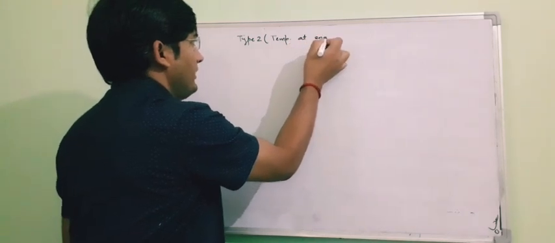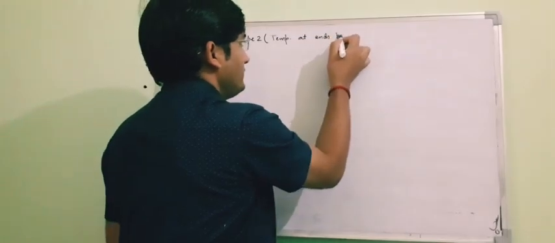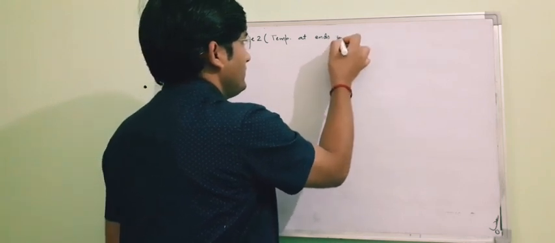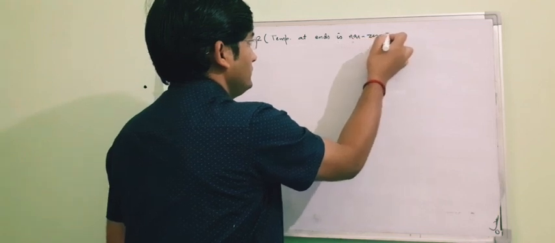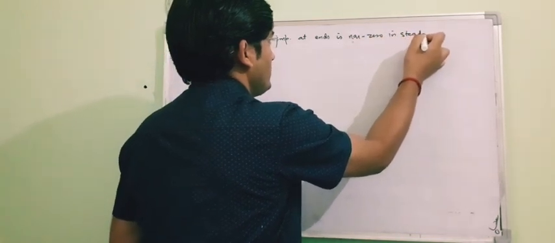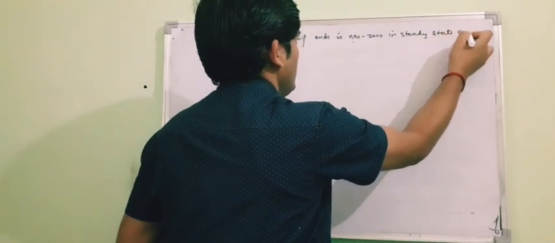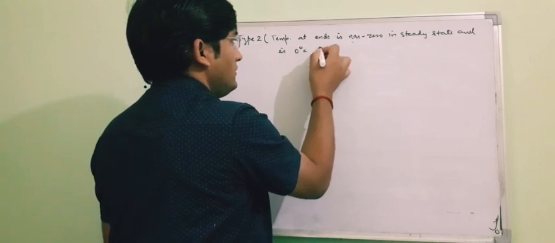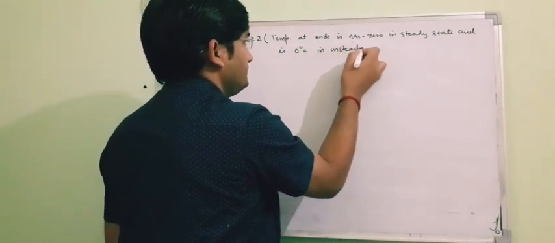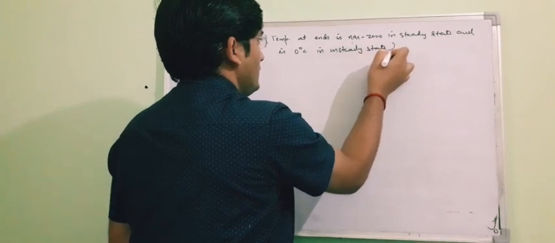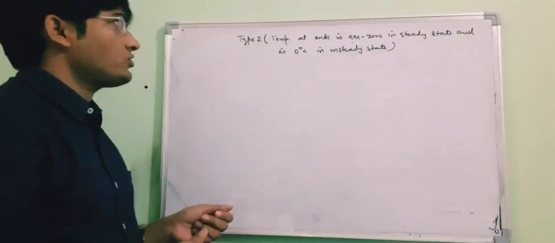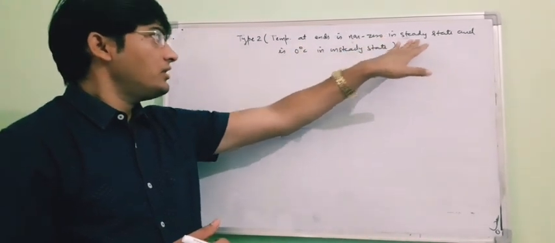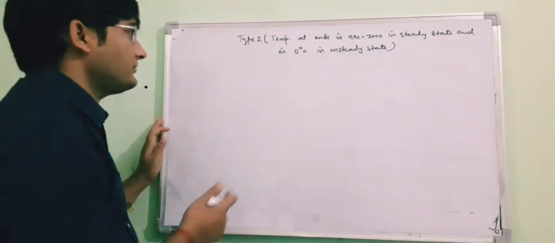at end points, in which the temperature at ends is non-zero in steady state condition and is 0 degree centigrade in unsteady state condition. So here we are going to solve those problems in which the temperature at ends is non-zero in steady state and it is 0 in unsteady state.